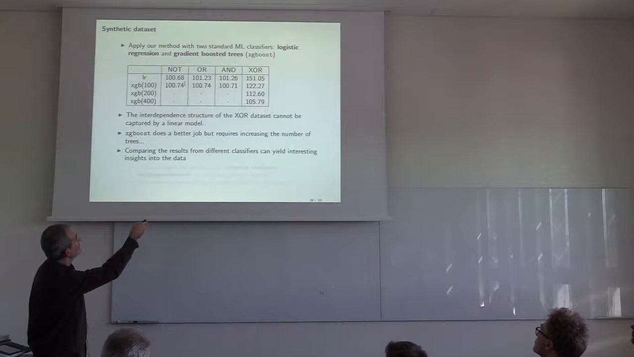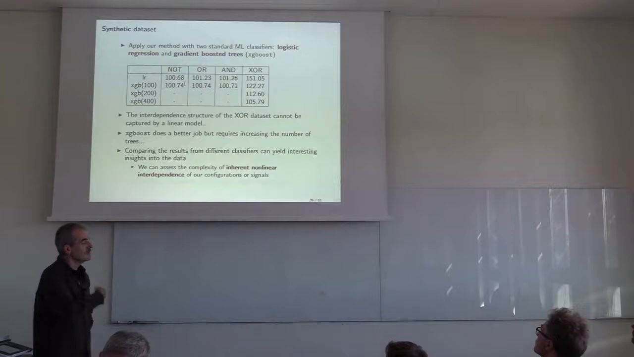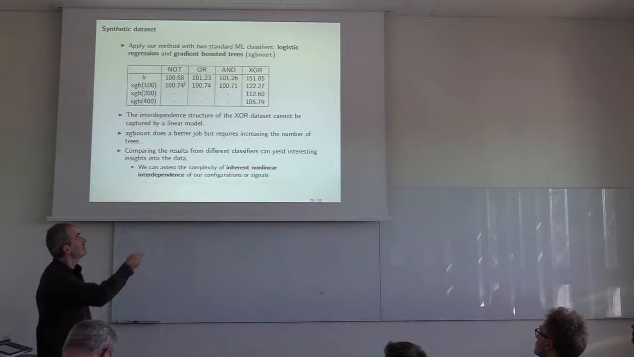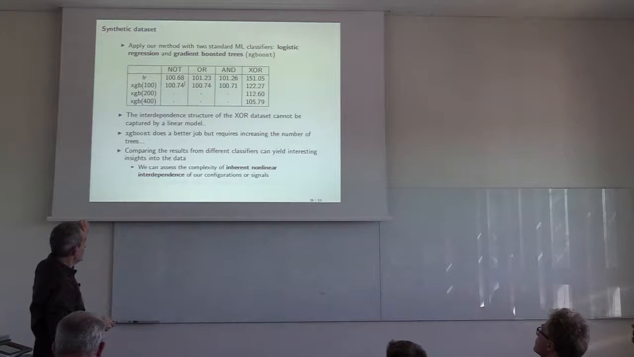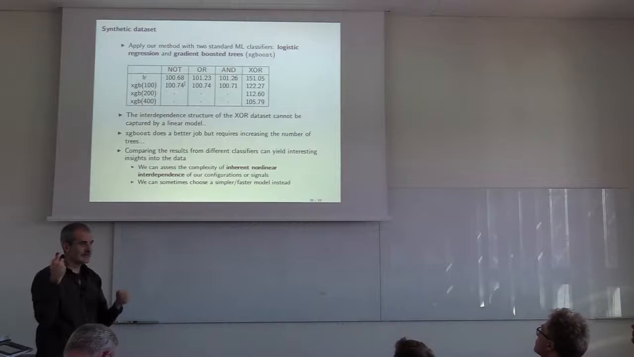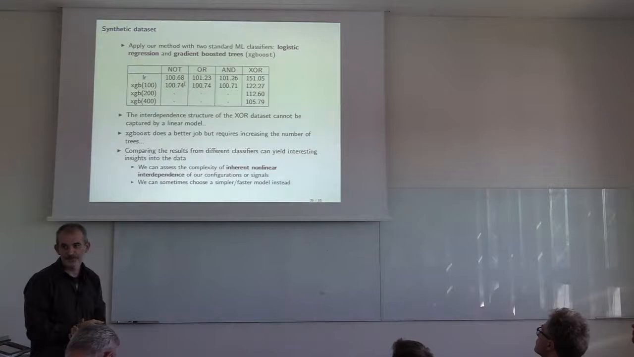For example, by looking at the difference between those two, we can assess somehow the complexity of inherent nonlinear interdependence of these data points. That this is a much more complicated and non-trivial data set than these ones. So this is one way of using such an analysis. Another way is that sometimes, on the other hand, we can just see that a simpler and faster model can be much more efficient and get a good estimate.